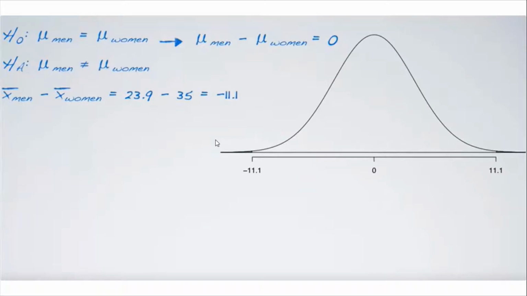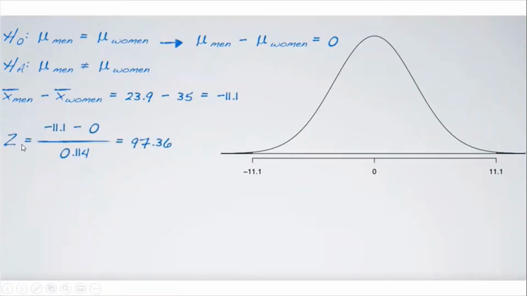Quite far from 0. And then when we calculate the z value, we got 97.36. You can draw the standard normal distribution with mean 0 and standard deviation 1. This is way beyond 3 standard deviations. So the p-value we will get is almost 0.